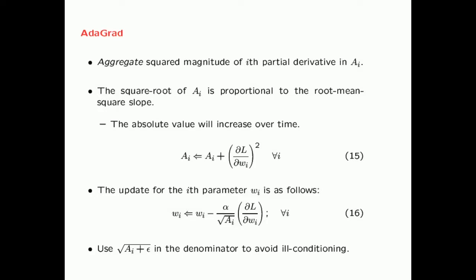Now another very popular technique was AdaGrad. AdaGrad uses the aggregate squared magnitude of the ith partial derivative in A_i. One thing that we discussed in the previous lecture was that very often the consistent movement happens in gently sloping directions, and zigzagging happens in steeply sloping directions.